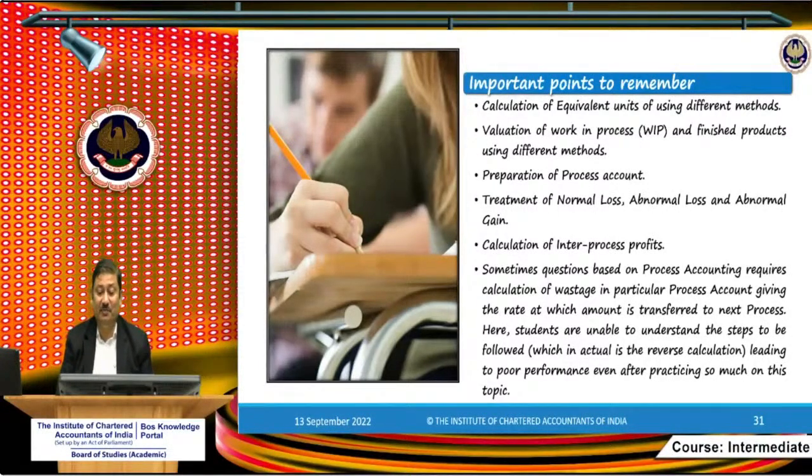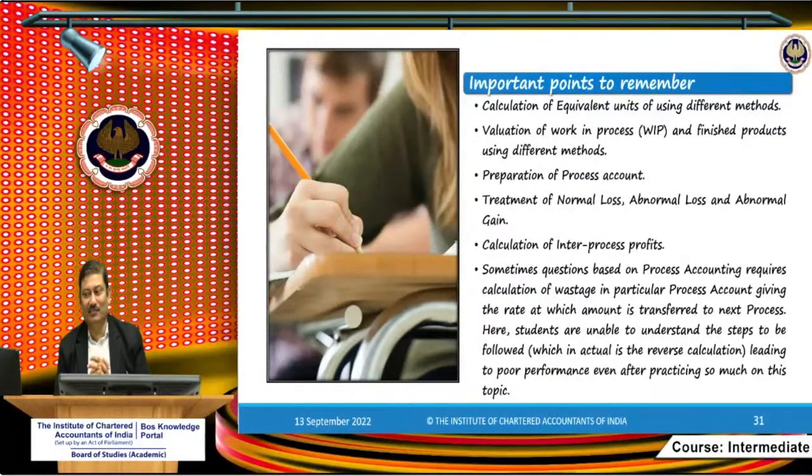Sometimes the question based on process accounting requires calculation of wastage also, and sometimes even the back calculation is required. In this kind of question where wastage is included, when you are transferring from one account to another account, we have seen very poor performance. We have seen that you people faltered in those kinds of questions.